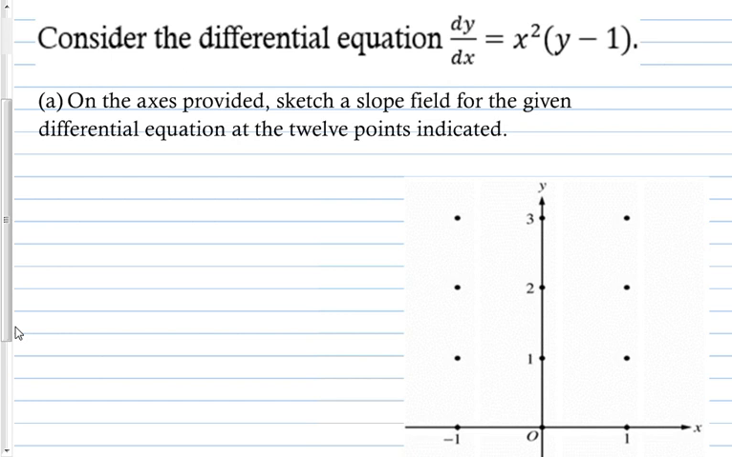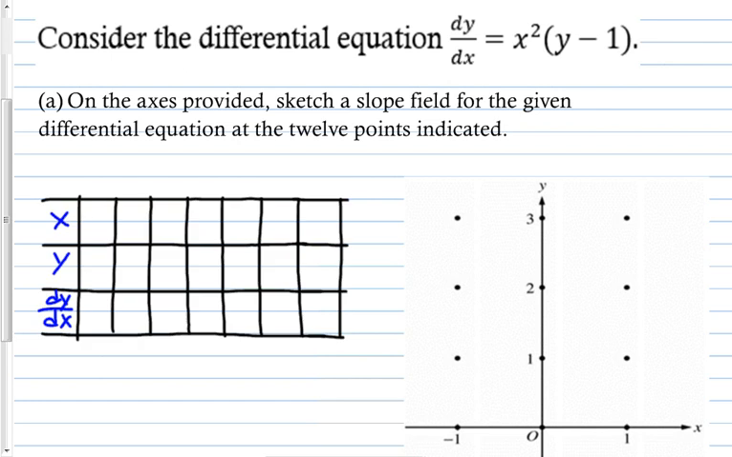So real quick, make a table. Here's my table, and I only made so many boxes. There's 12 points, and I only have 7 boxes. You can make more boxes if you like. But I'm looking at the equation, dy/dx equals x squared times (y minus 1). The easiest ones to do first are whatever values I can plug in that will automatically give me 0, no matter what. For example, if I plug in x equals 0, it doesn't matter what y is.